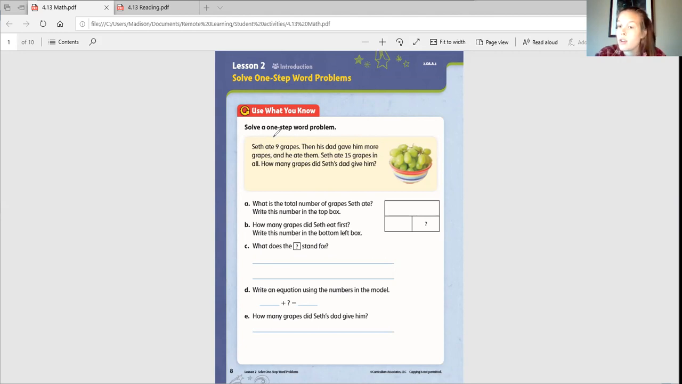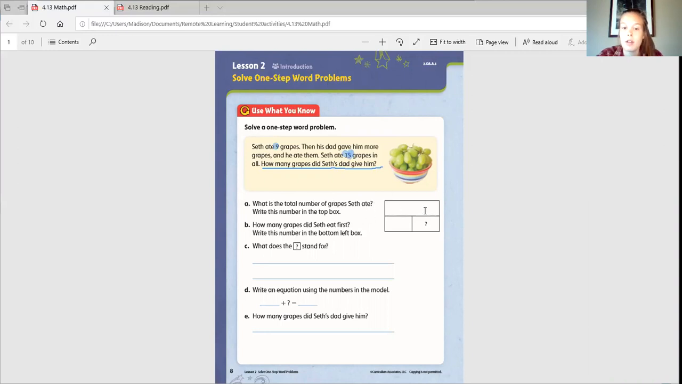So remember, some of the first things that we do when we're looking at a word problem is we either highlight or circle the numbers so that we know what we're working with. And then we underline our question, how many grapes in all? And now let's read these questions down here that are helping us work through this first problem. The first one is, what is the total number of grapes Seth ate? Write this number in the top box.